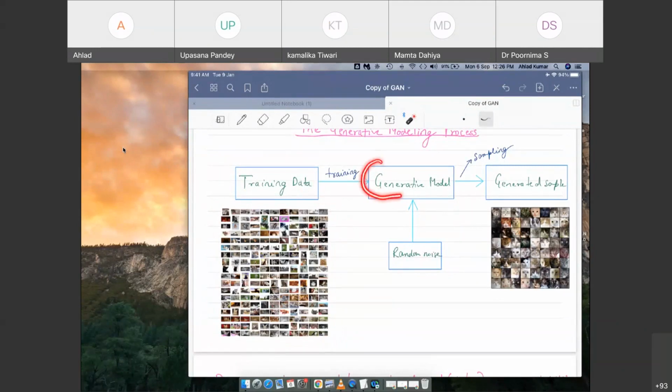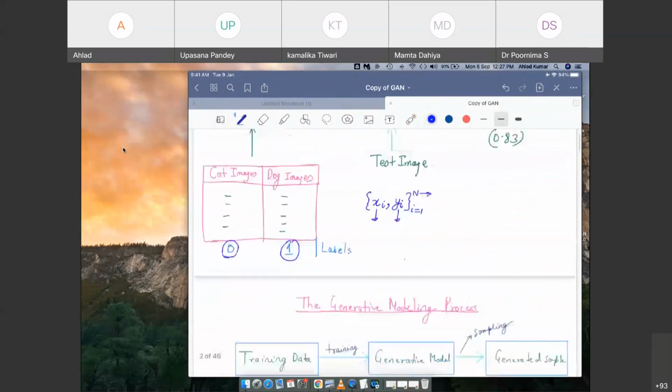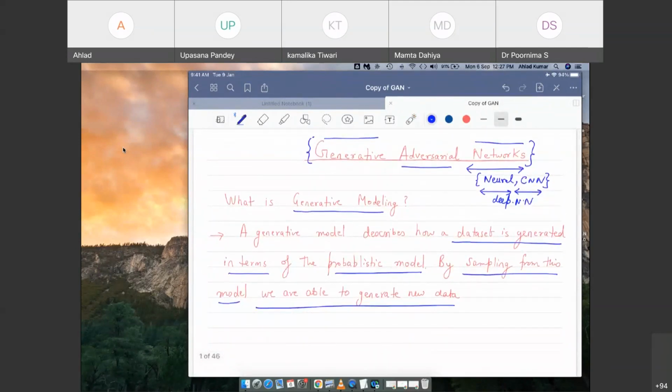And this generative model will try to come up with a probability distribution. If you recall what we started off with, I'll just go back to this slide. What we are trying to do is formulate a probability density function, and once we have this, we can sample from it to generate new data.